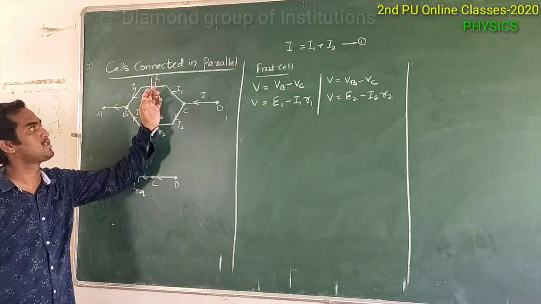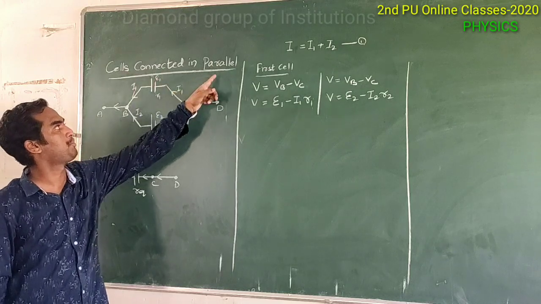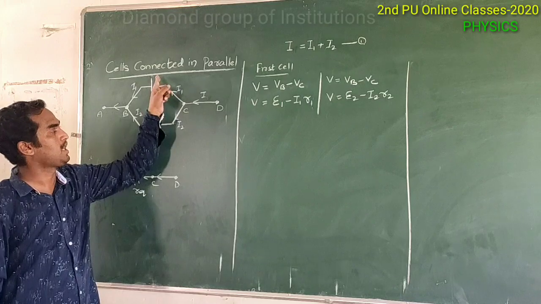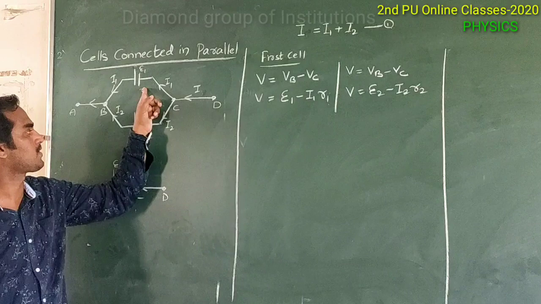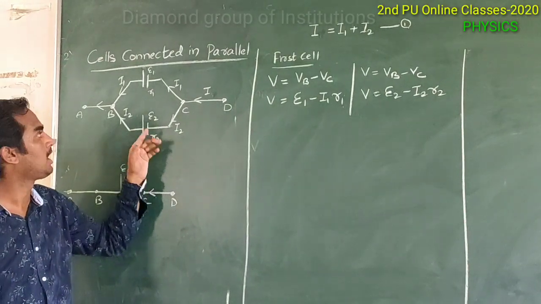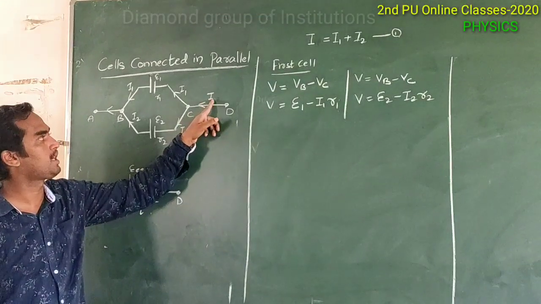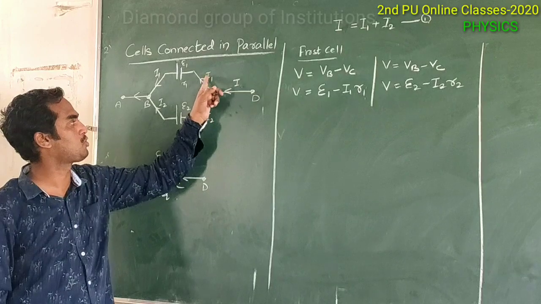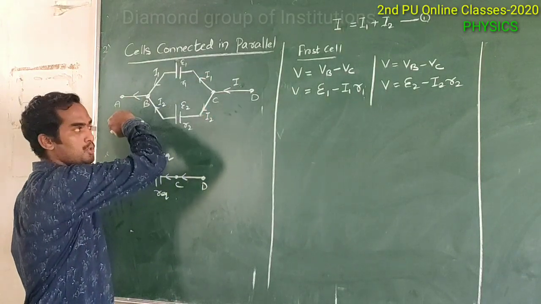Cells connected in parallel. In the last session we discussed cells connected in series. Now cells connected in parallel. Here there are two cells having EMF E1 and E2 and internal resistance R1 and R2, connected between the points B and C. And what is the main current here? I. This current I is divided into two branches and it is flowing from negative to positive direction.